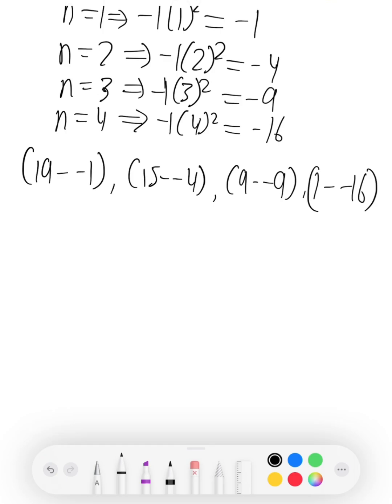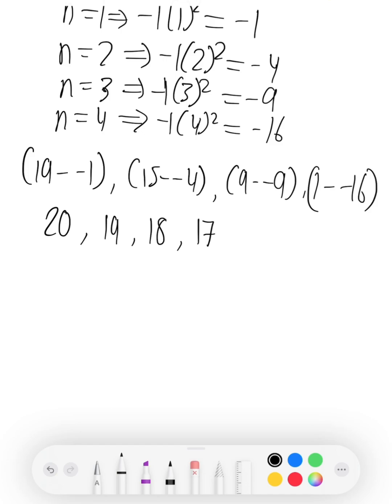Now let's just simplify by doing operations. So 19 subtracted by a negative 1 will change the sign, so we've got 19 plus 1, which is 20. The same principle applies for the second one, so we've got 15 plus 4, which is 19. 9 subtracted by a negative 9 will give me 9 plus 9, which is an 18. And finally 1 minus a negative 16 will be 1 plus 16, which is a 17.